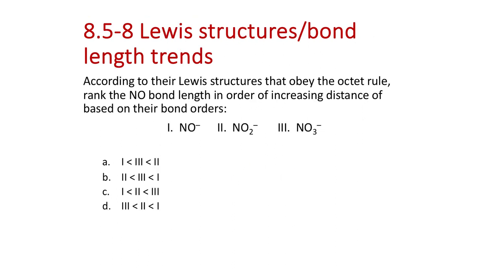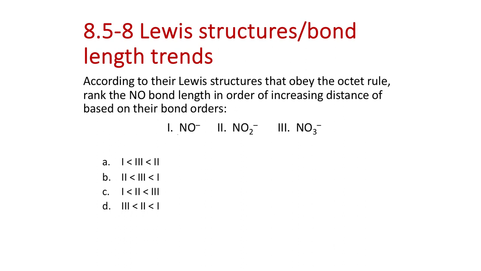And so this was the last problem in the notes, and then there are a couple review problems we'll do after this from chapter 8 here today. But this question's asking us, according to their Lewis structures that obey the octet rule, to rank the NO bond lengths in order of increasing distance based on their bond orders.